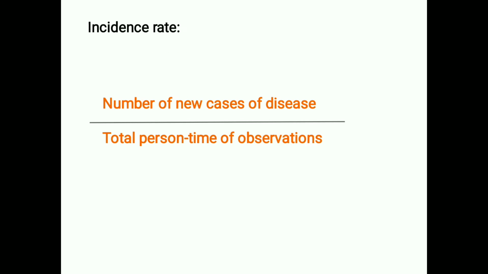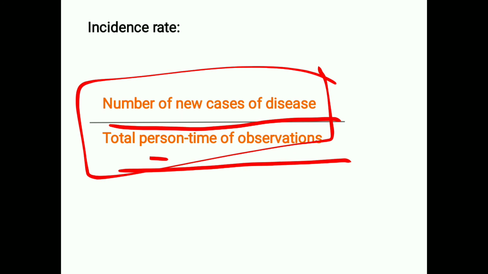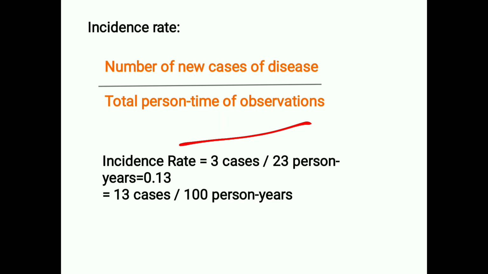And next formula is incidence rate. Incidence rate is the number of new cases of disease divided by the total person time of observations. In the next video we will see in detail how to find the person time.